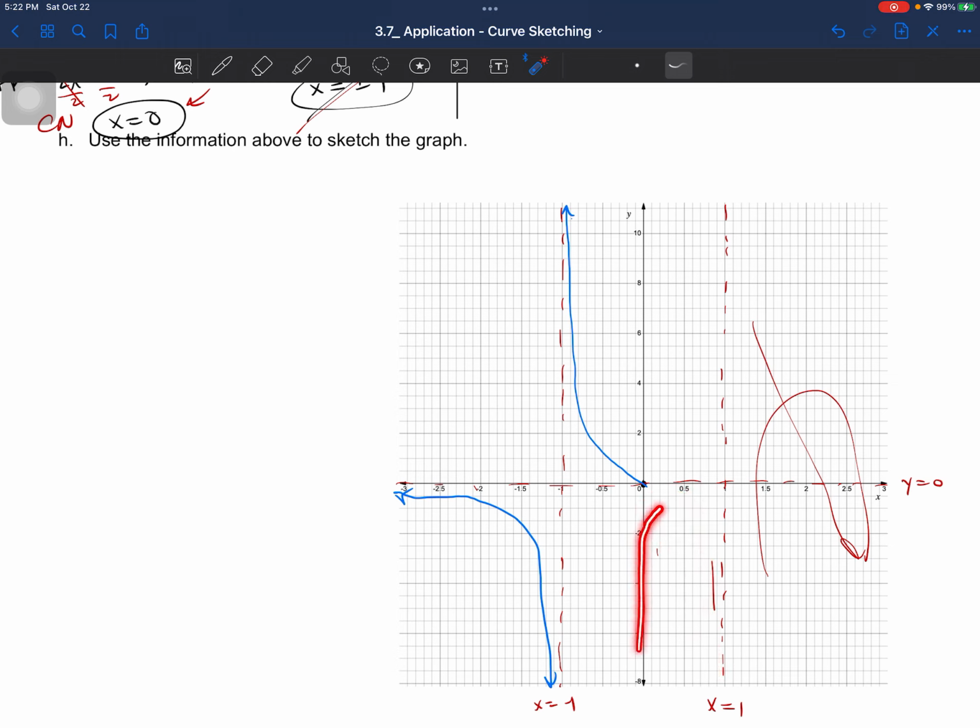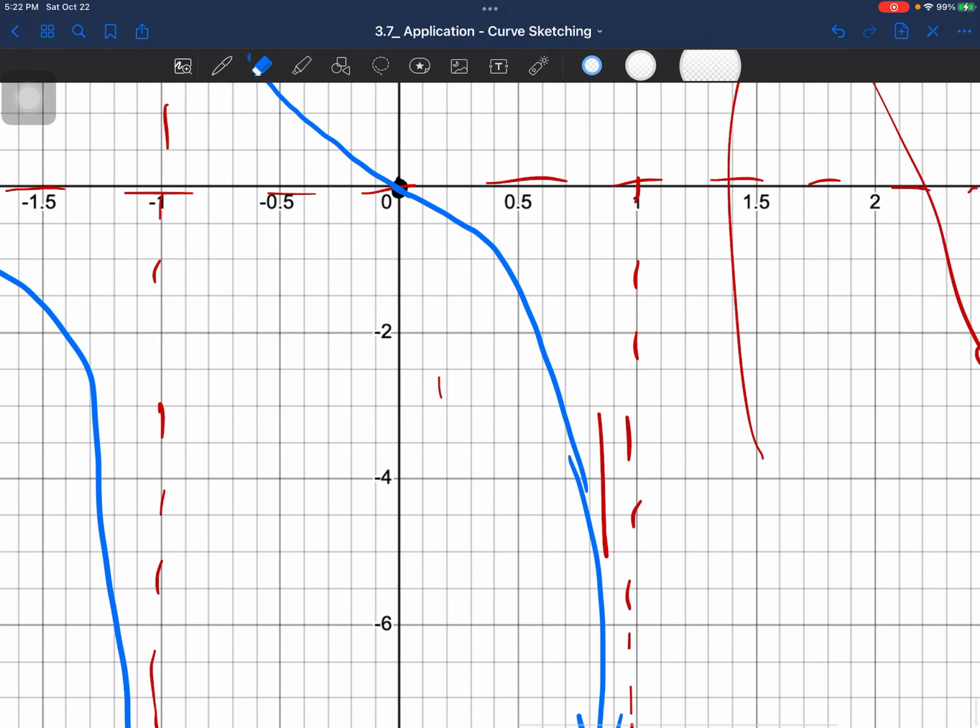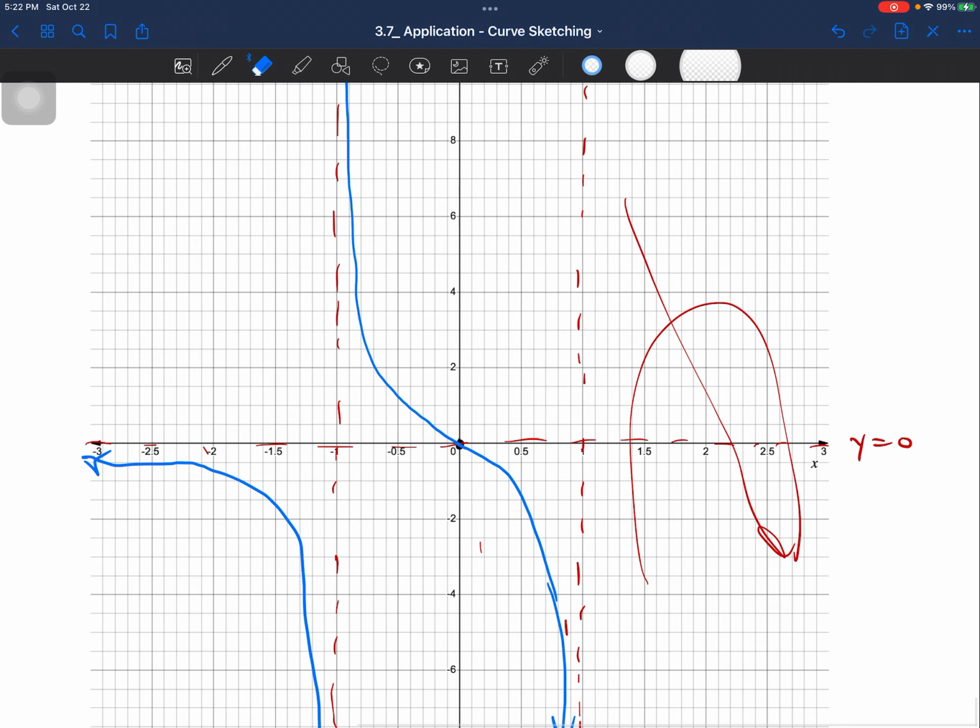There you go. And then in the next part, it says that it's decreasing on this side, but it's concave down. So something like this? Well, it cannot be like this, because this part is increasing. So we have to stay with decreasing. That means it's just going to be this part, like that. And then, let's see if I can erase this part.